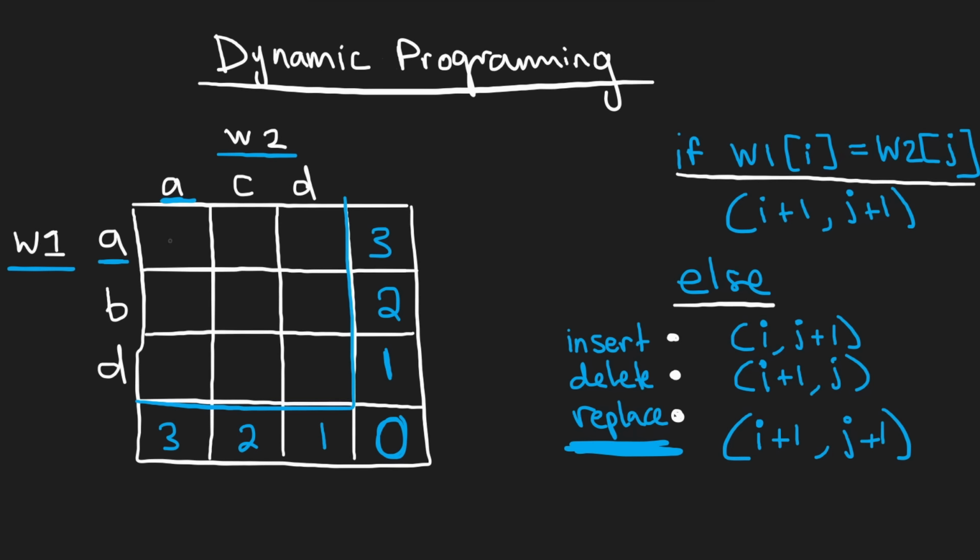What does that tell us? That tells us that the result of this value depends on this value, right? So, okay, then let's take a look at this value. Well, in this case, they're not equal. B and C are not equal.